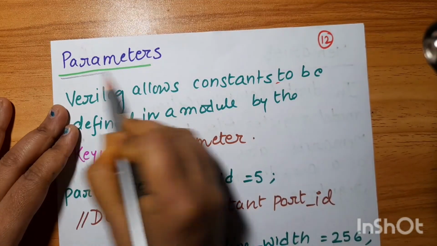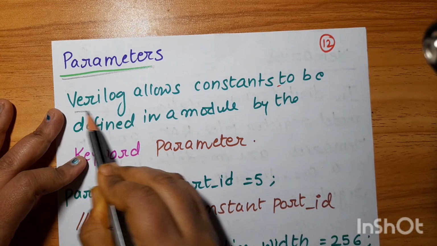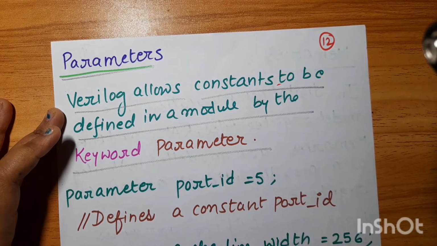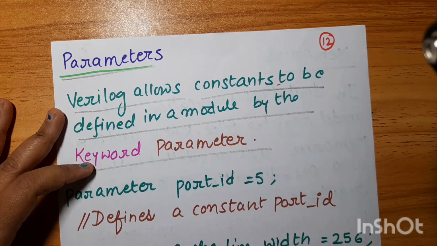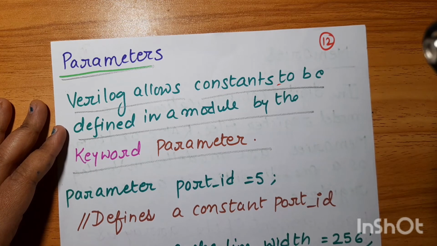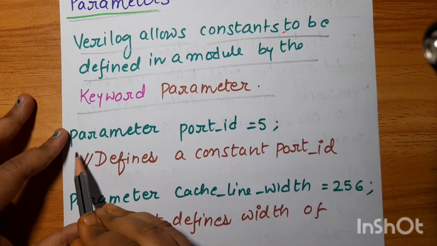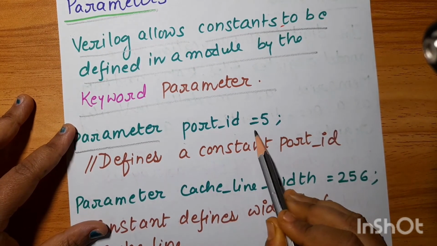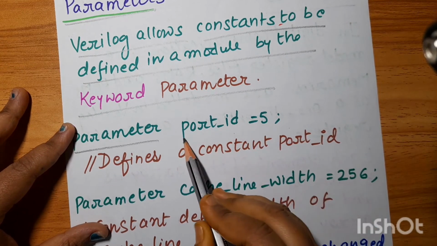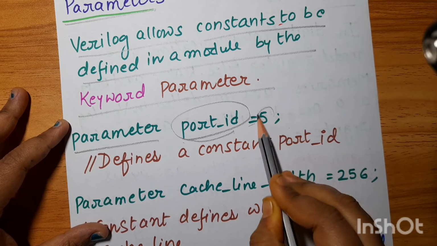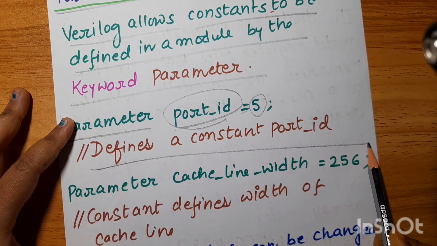Now we talk about parameter data types. Verilog allows constants to be defined in a module by the keyword parameter. So they hold a constant value, and their value can be changed at simulation time by the defparam keyword also, which we will see afterwards. Like this: parameter port ID is equal to 5 semicolon. So here port ID is a constant, a parameter data type, and we are assigning the constant value 5 to it. It defines a constant port ID.